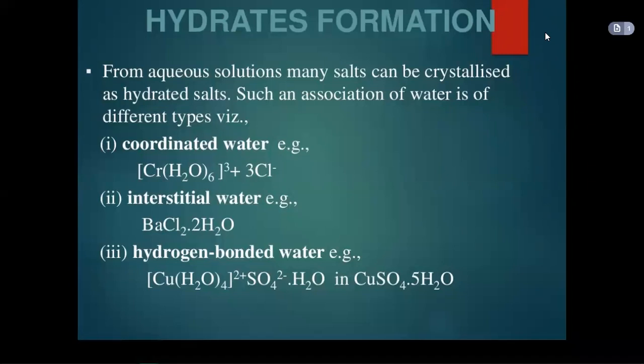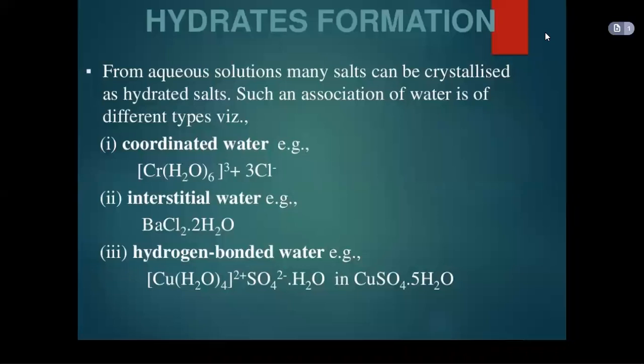Let's learn about hydrate formation. From aqueous solution, many salts can be crystallized as hydrated salts, such as association of water is of different types. So hydrates, when water combines with some specific compounds, form crystallized hydrate salt. Crystallized hydrate salt means a crystal-type salt. Like NaCl. NaCl is a crystalline solid, right? It forms crystals. Sugar is a crystalline solid. In the same way, there are different types of hydrates.